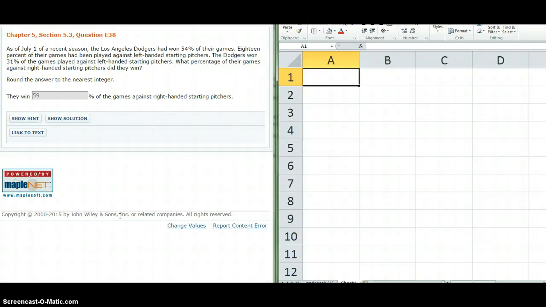Section 5.3, question E38. I do hope that you can read this when I'm doing smaller text.